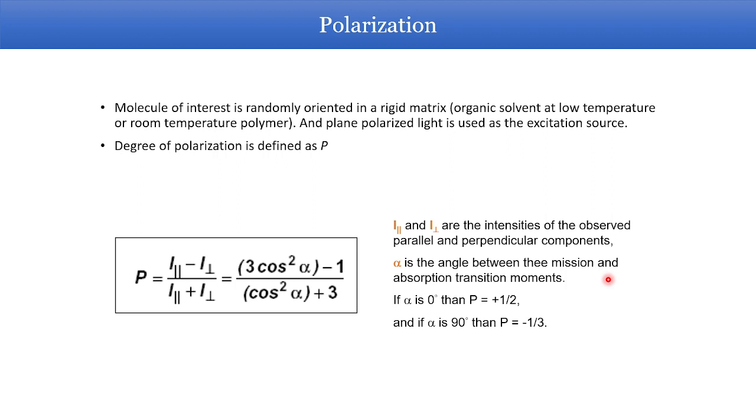Now polarization. The molecule of interest is randomly oriented in a rigid matrix, and plane polarized light is used as the excitation source. The degree of polarization is defined as P. So your degree of polarization, P, is equal to the intensity of the parallel component minus the intensity of the perpendicular component, divided by the sum of the two intensities observed in the parallel and perpendicular components. And alpha is the angle between the emission and the absorption transition moments.